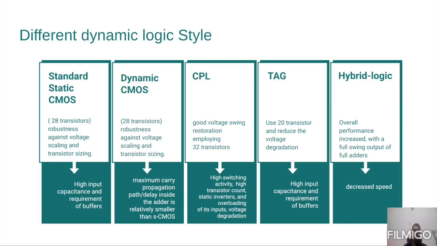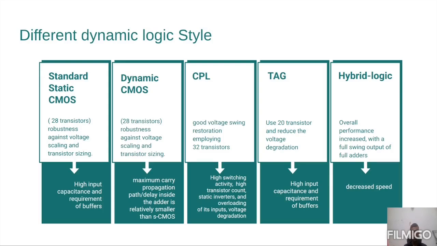We can explain another dynamic logic style, that is TG, the transmission gate full adder. Here the transistor count is reduced, 20 transistors are used, and the main problem of complementary pass transistor logic, voltage degradation, was completely removed here. But it also has some problems: high input capacitances, and it requires some buffers.